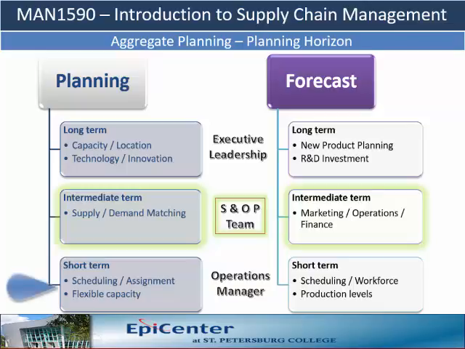For example, the short-term forecast is used to assign and schedule the workforce in order to manage capacity flexibility. The intermediate-term forecast is used as an input to the aggregate plan developed by the sales and operations planning team, whose role is to match demand with the appropriate supply. Lastly, the long-term forecast is used for new product planning, investment in research and development, and capacity planning.